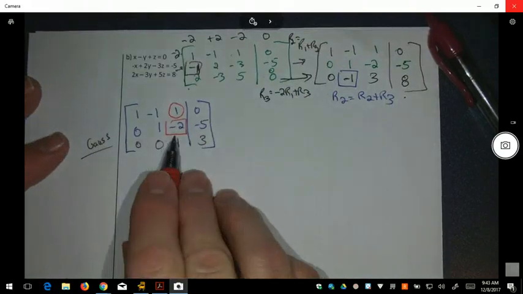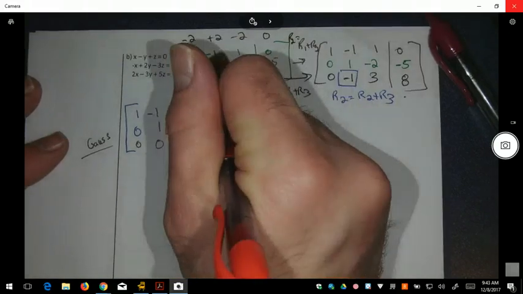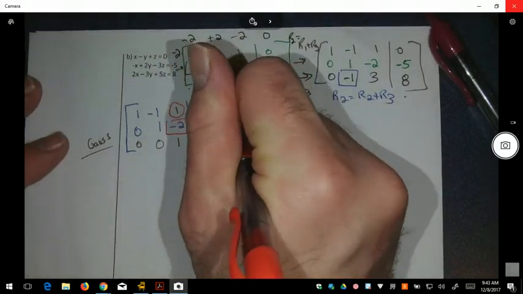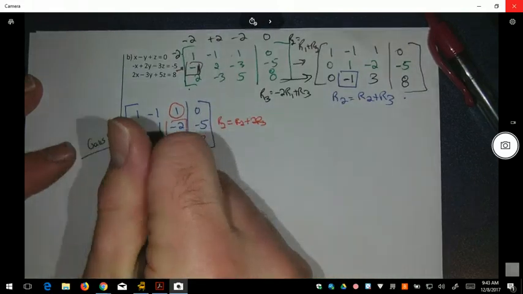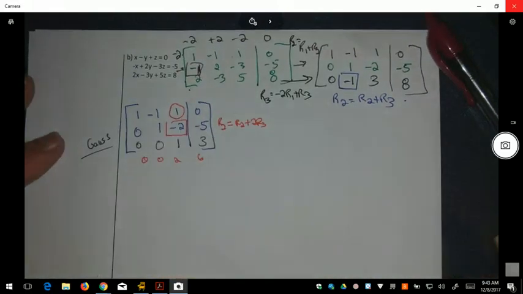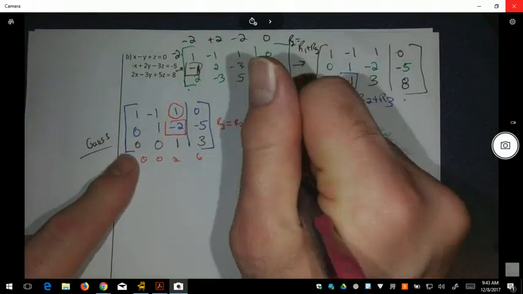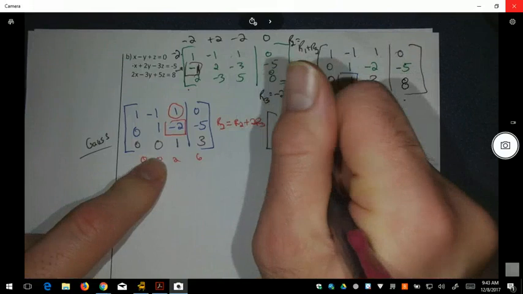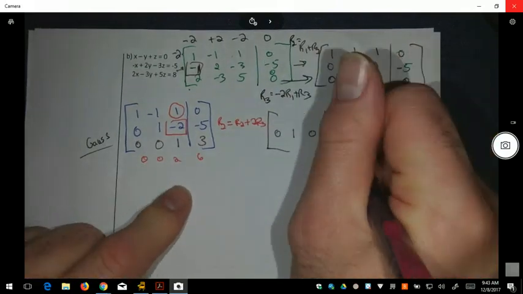Let's do this one first. What am I going to multiply row 3 by? 2. So my new row 2 is row 2 plus 2 times row 3. I'm going to do that under here. It would be 0, 0, 2, 6. So my new row 2 looks like this. 0, 1, 0. Yay, that's what I wanted. 1.